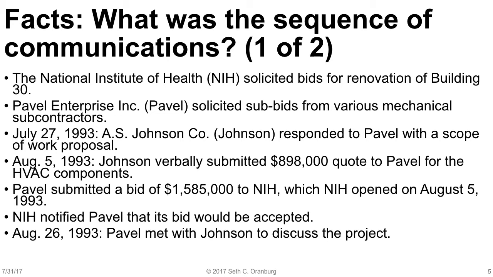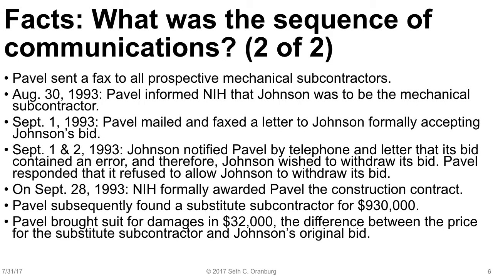Then Pavel met with Johnson to continue discussing the project. They had a little bit more back and forth about it, but before Pavel accepted the bid, Johnson found the error in their quote, realized that they couldn't do the job for the amount of money that they had quoted and still make a profit, and withdrew their offer. Pavel refused to allow this withdrawal to occur, and when NIH formally awarded Pavel a construction contract, Pavel found a substitute contractor and now sued for the difference, saying that they incurred an additional $32,000 in damages because Johnson breached.